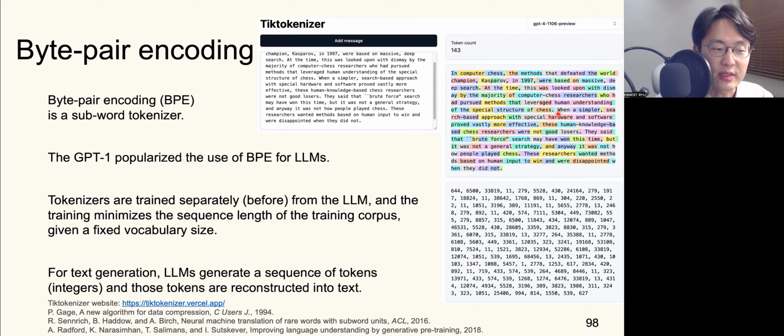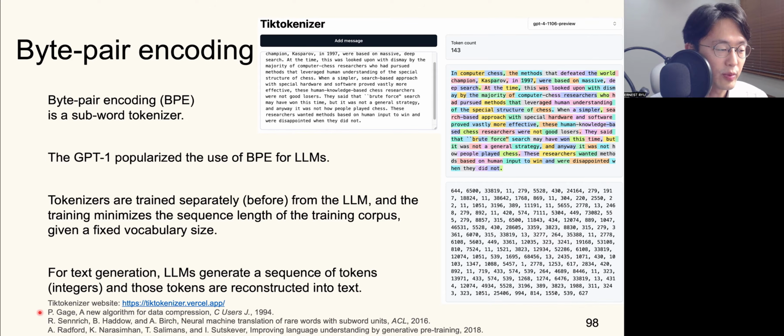And going forward, we can see some funky things going on. So here, space human, that's one chunk. And then dash K, that's another chunk. And then knowledge without the K, that's another chunk. Here, the word brute is chunked up into the subwords BR and UTE.